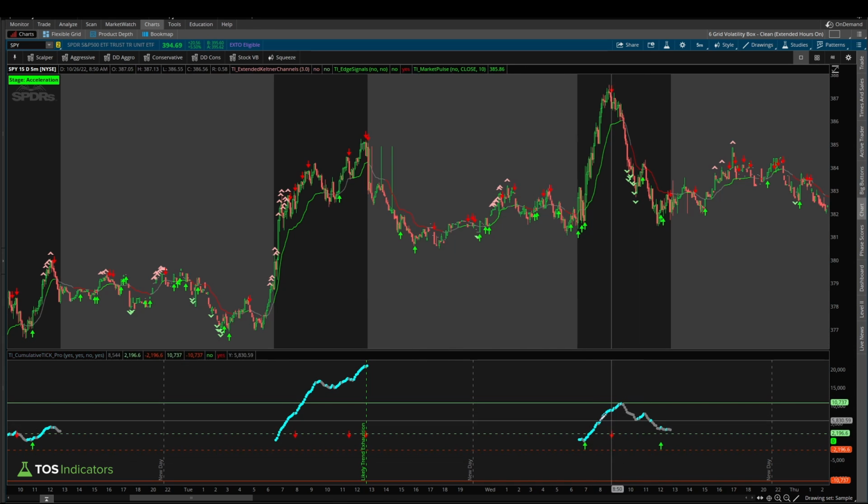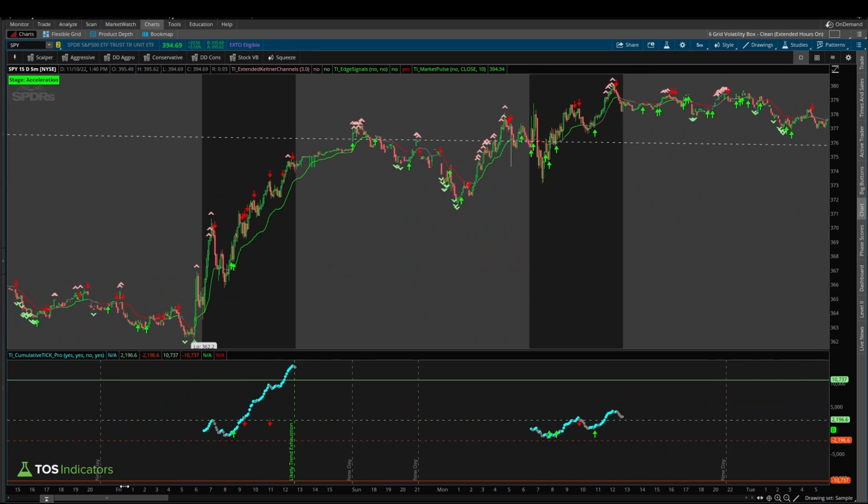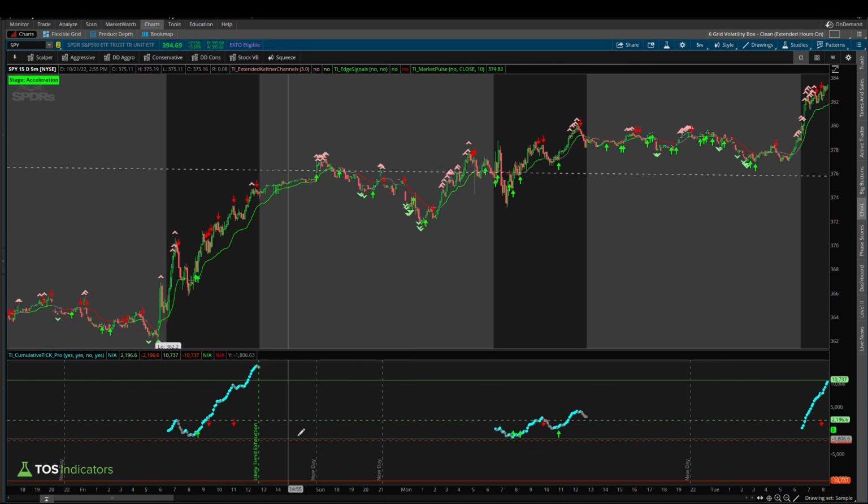That's why you need to patiently wait for the trigger as opposed to jumping ahead of the gun, considering you might have some morning pumps similar to the ones we saw here. Now keep coming back. One more example. This is October 21st, Friday's activity as well.